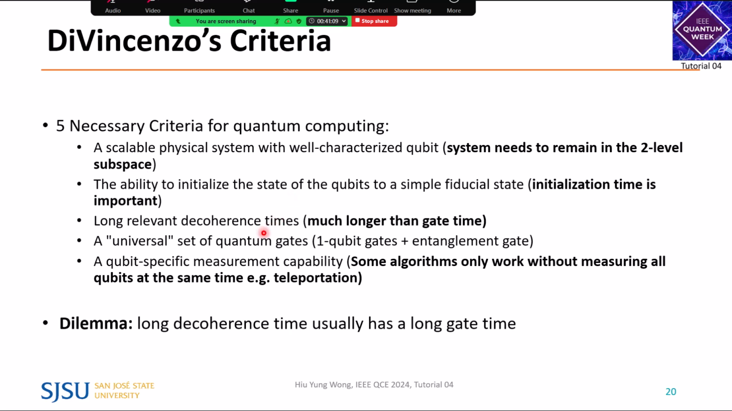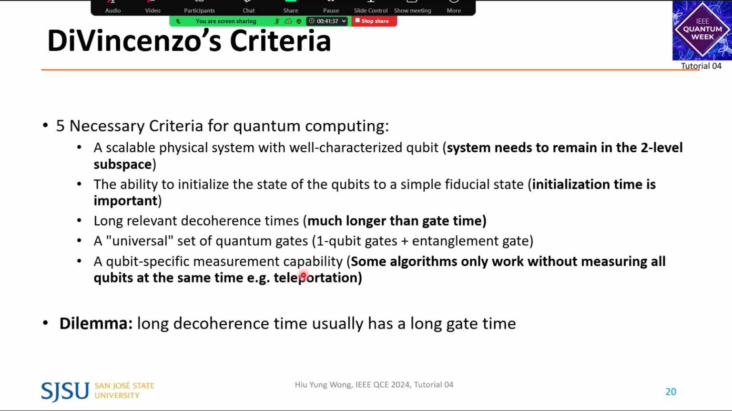You need to have a long coherence time, or decoherence time, before, just because of the noise, we lose the state. We want to keep the state, and before the state loses information, we want to apply as much computation as possible, right? And then you need to have a universal set of quantum gates, which I just mentioned, 1-qubit gates plus an entanglement gate, so you can implement all the algorithms needed. And the last thing is also not trivial.